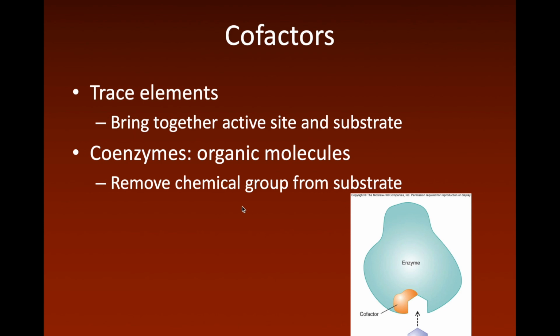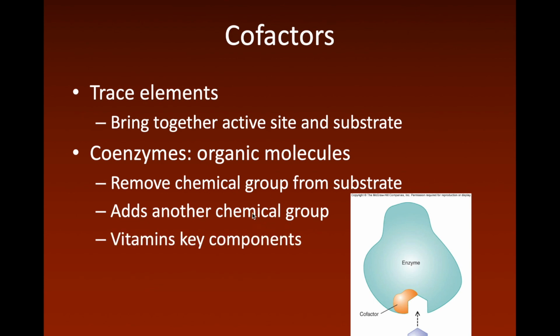So coenzymes are really important in modifying the substrate through the removal or addition of a chemical group. Now, what are these chemical groups we're talking about? Well, there's all kinds of them, but I'll write down a couple of examples of these chemical groups that we could be discussing here. So examples of these chemical groups.